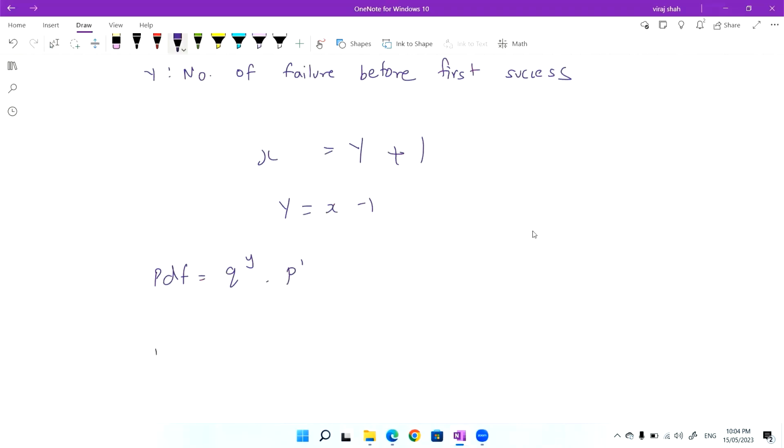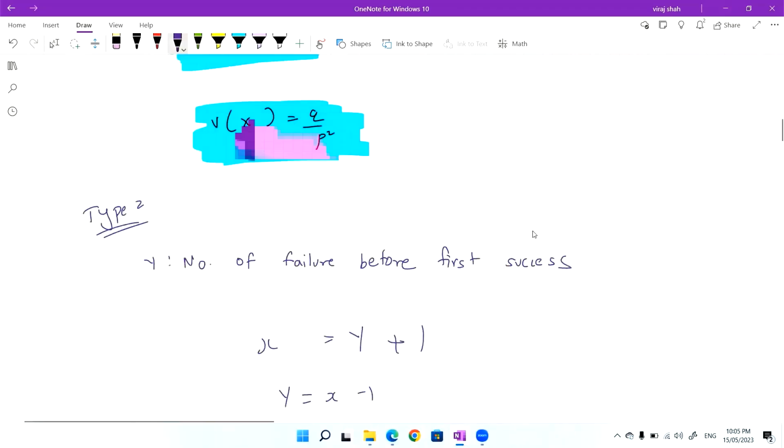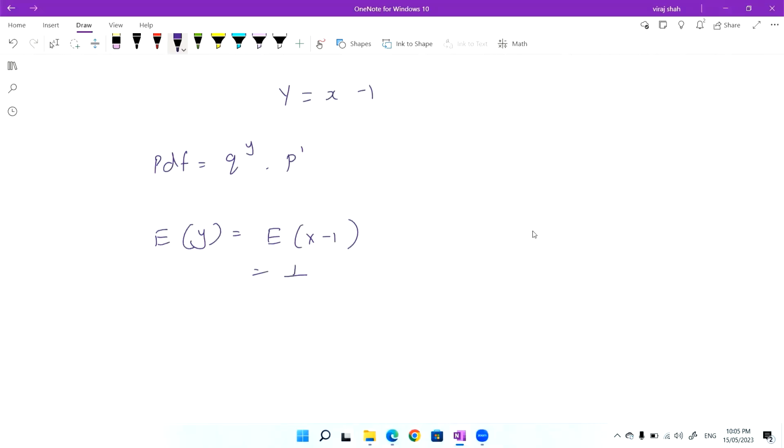Okay. Your expectation of y. What was the relationship between x and y? Y is nothing but x minus 1. So expectation of x minus 1. We got the expectation of x in the above step. It was 1 by p. So this would be nothing but 1 by p.